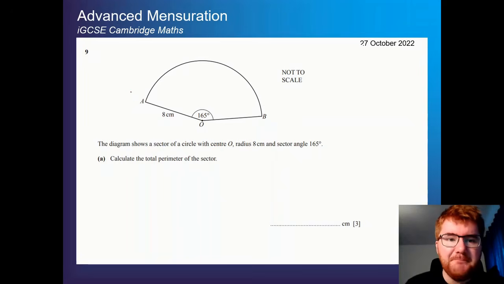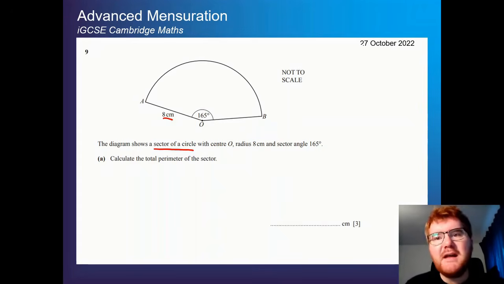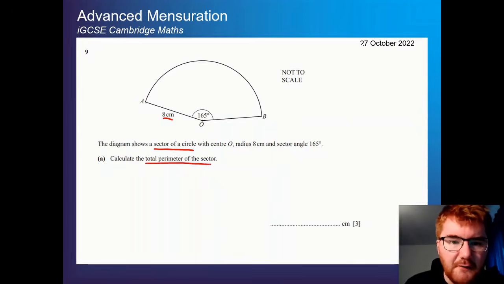Question 9 is here, and we have a sector of a circle which is given for us. We're told the radius is 8 and the sector angle is 165 degrees. And generally on a paper 4 question, they will start off with some of the slightly easier questions here. And the first thing to do is work out the total perimeter of the sector.